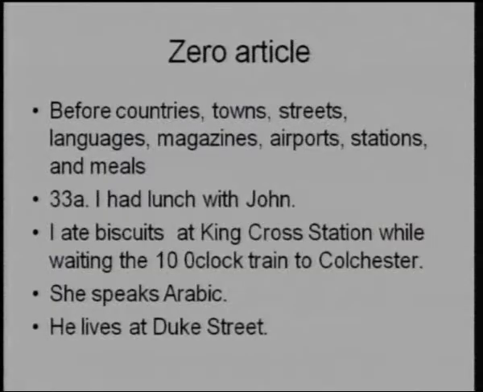Now, names of countries, towns, streets, languages, magazines, airports, stations, and meals take the zero article. I had lunch with John. But in Arabic I say, I had the lunch meal with John, a construct statement. I ate biscuits at King Cross Station. This is a railway station in London. I cannot say at the King Cross Station. I ate biscuits at King Cross Station while waiting for the 10 o'clock train to Colchester.